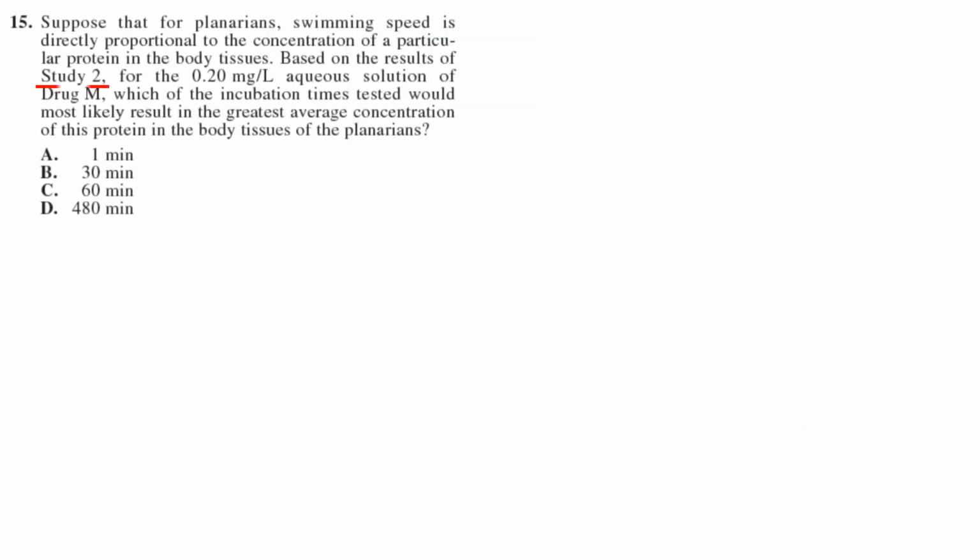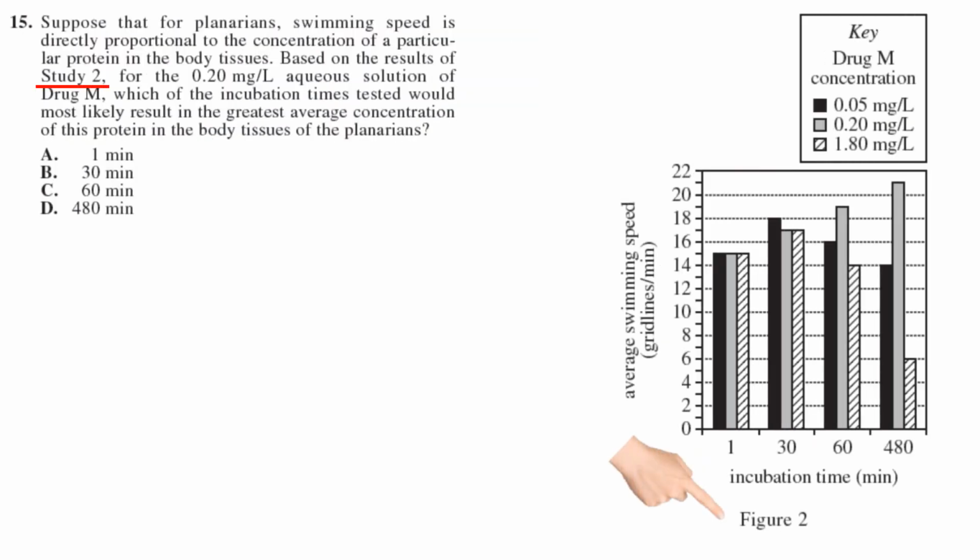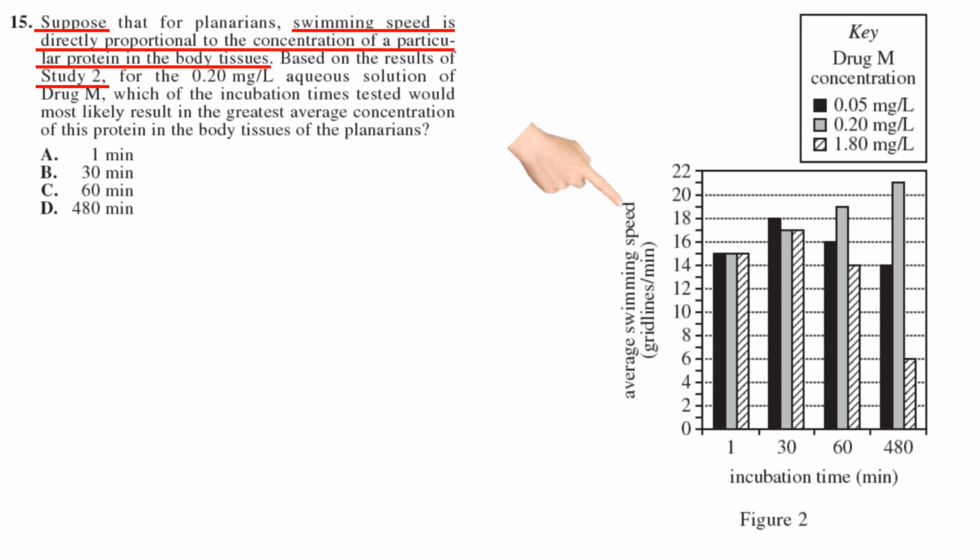Number 15, we're using study 2. It's a suppose-if-Y question, so it's an extension of knowledge. Suppose that swimming speed is directly proportional to the concentration of a particular protein. There's the extension: swimming speed equals a protein in body tissues. So they're interchangeable. For 0.2 solutions, we're using the gray one.